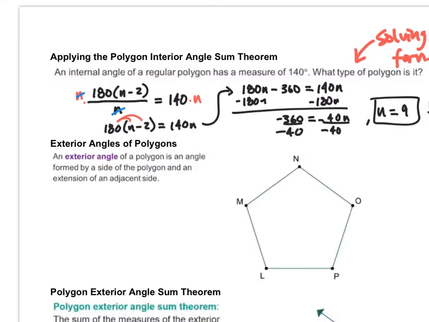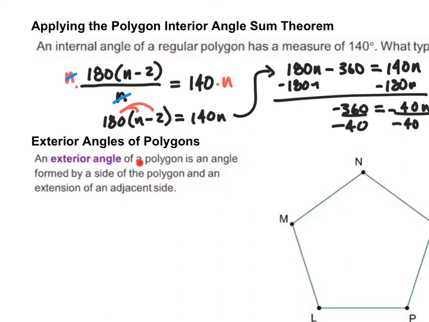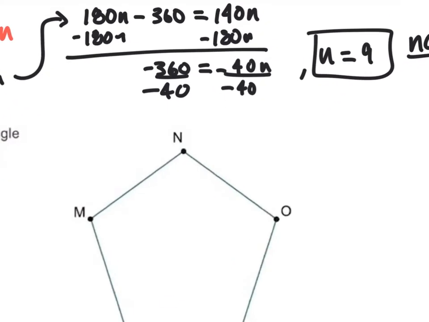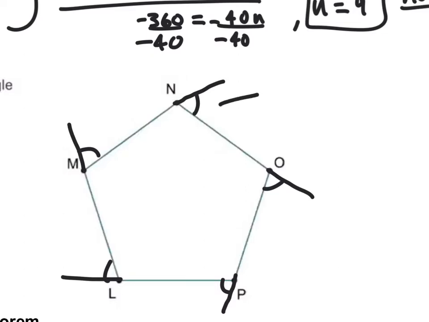The next thing that we have is what we call an exterior angle of a polygon. An exterior angle of a polygon is an angle formed by a side of a polygon and an extension of an adjacent side. Here's what I've got, and this is a little bit tricky. If I were to extend these lines out in this direction, all of these angles here are what we call exterior angles. And that's what that means.